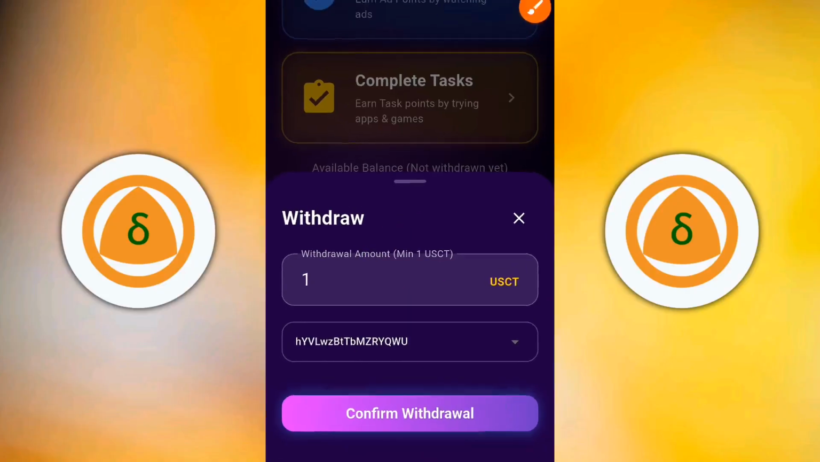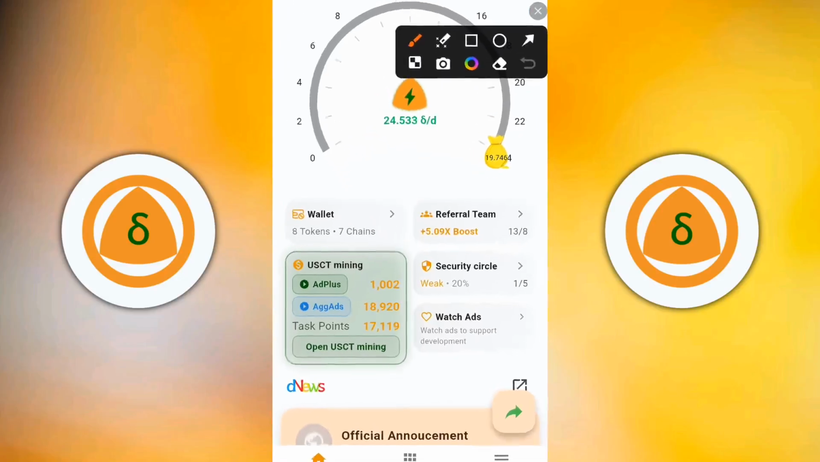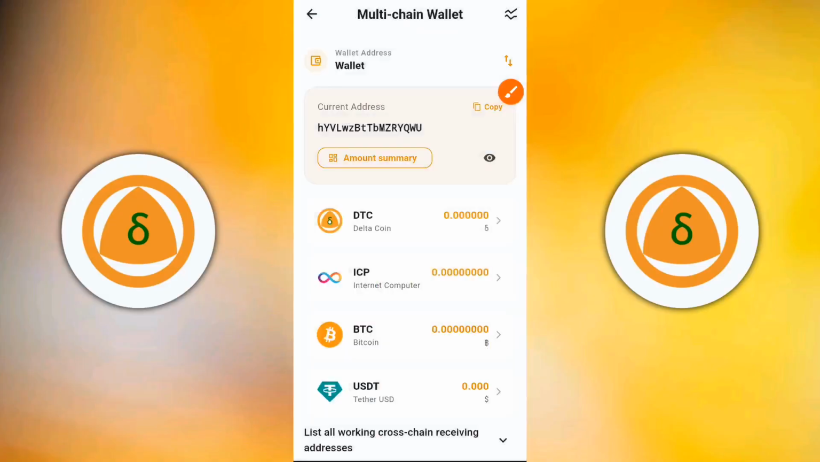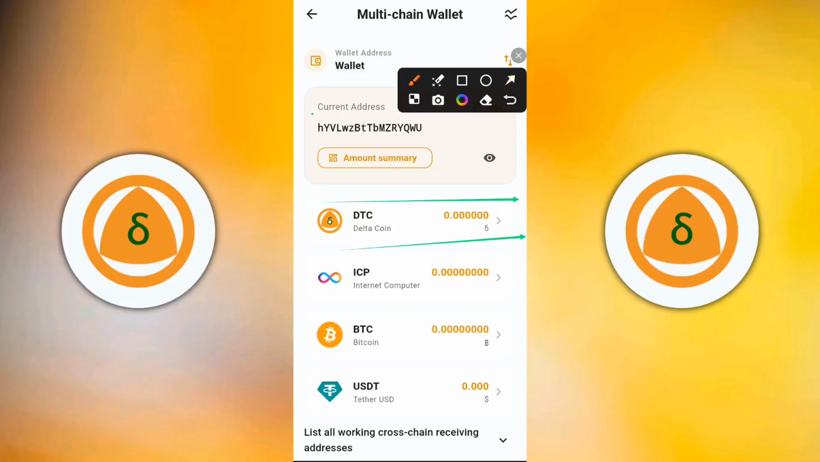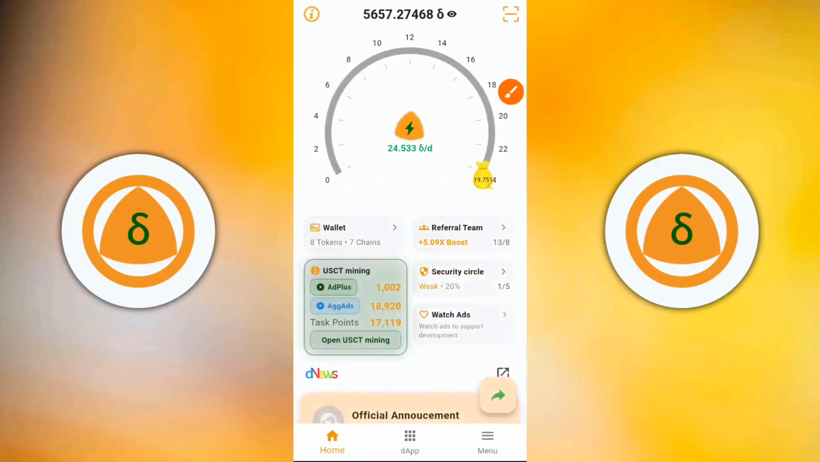This is going to appear in your Delta account or Delta wallet, and that very wallet is this right here. So this is it right here. You get to see it in your DTC wallet. This is the wallet address actually, and you get to see it right here. Probably here because I haven't really withdrawn this. I didn't even take it serious.